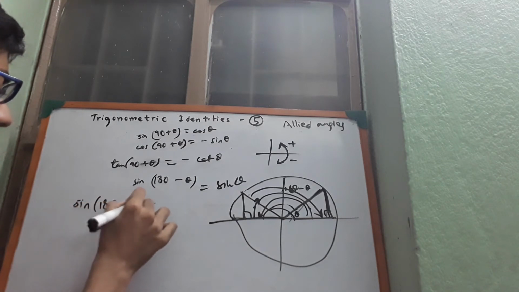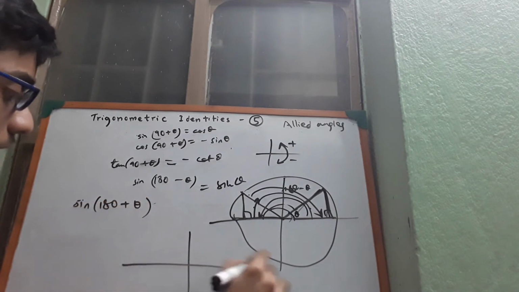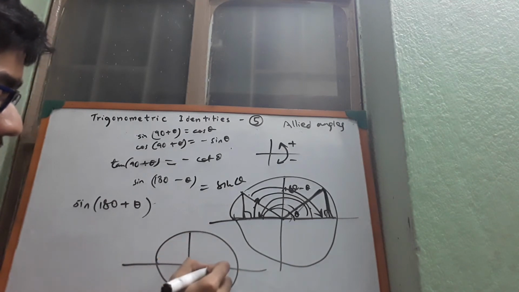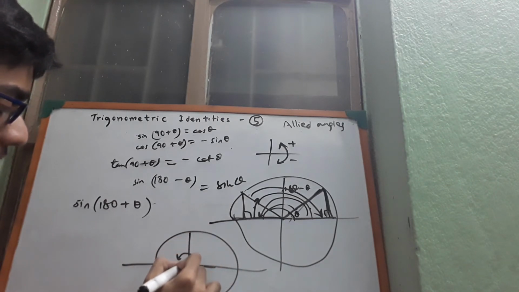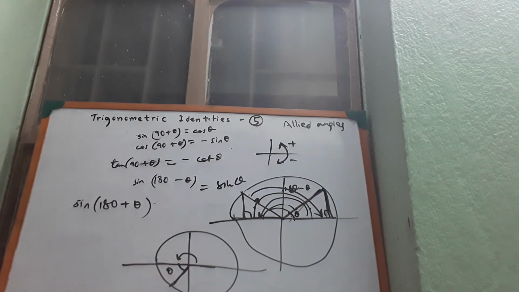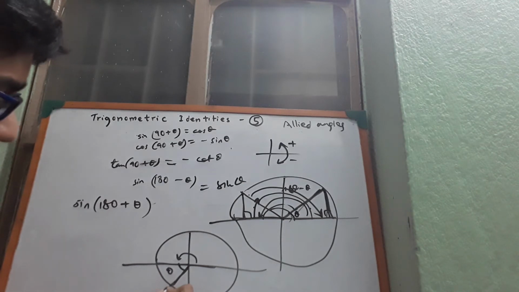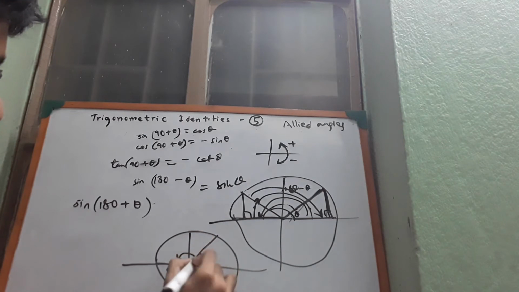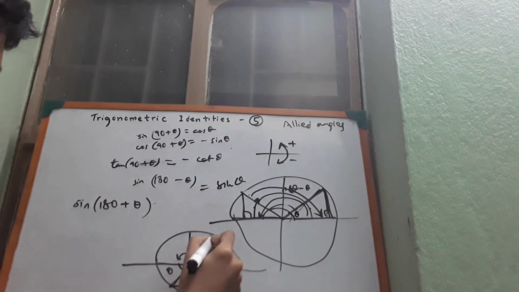But for sine 180 plus theta, let's draw the circle. We would have ended up somewhere in the third quadrant. First we move 180 degrees to here, then plus theta. So this angle here would be theta, right? That's fine. In this case, you can just join this and extend this. So let this also be theta. Same concept, I'm just using the same concept.